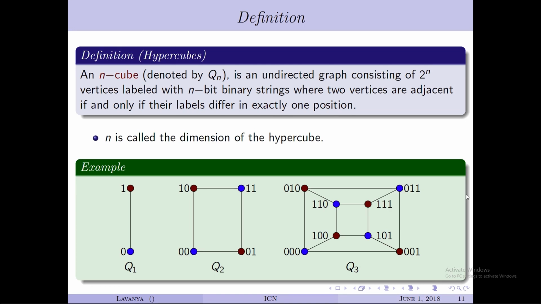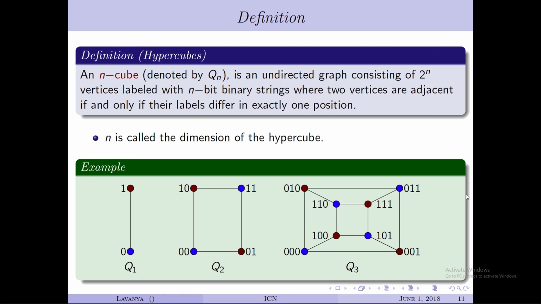I have given them here. You have 0 1 as the first cube, Q1 of dimension 1, and Q2 is nothing but 0 0, 0 1, and so on. You can see the edges follow the pattern: they are adjacent if and only if they differ in exactly one bit position, right. Similarly, Q3, right.